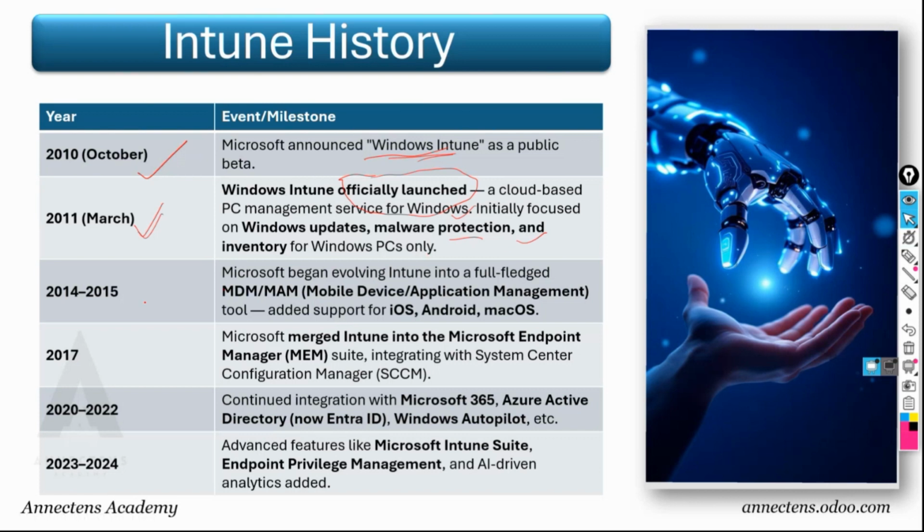In 2014 and 15, this was the time that they evolved Intune in such a way that they made it officially open. They ensured that MDM and MAM, the two pillars, got integrated with this, and then they also added iOS, Android, and macOS. So from here, Intune became one of the leading platforms supporting all sorts of cross-platform operating systems.